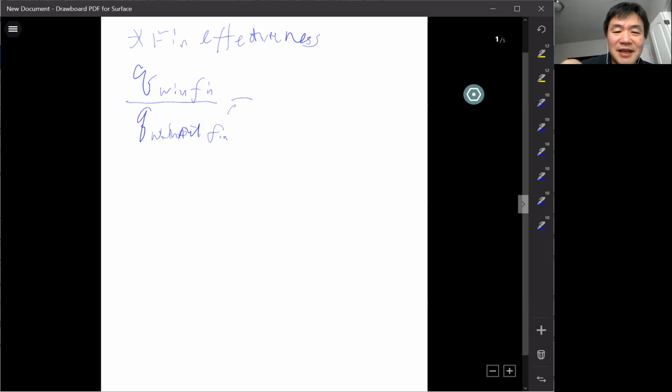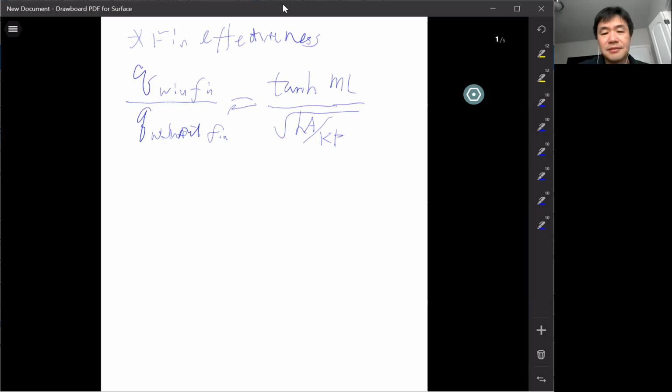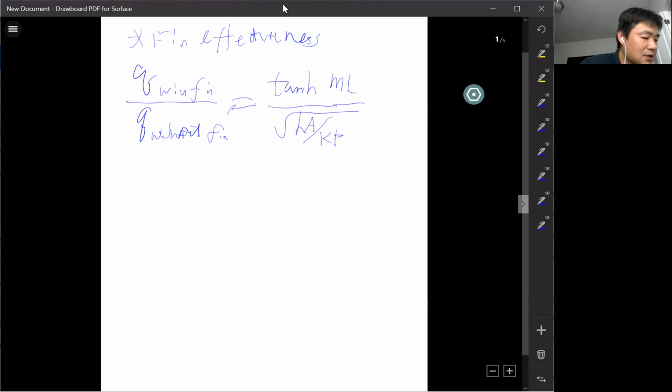So this is actually straightforward, right? The equation is tanh(mL) over square root of hA over kP. Again, if it's case 2, maybe just use Lc, the corrected length, for this, and you should be fine.